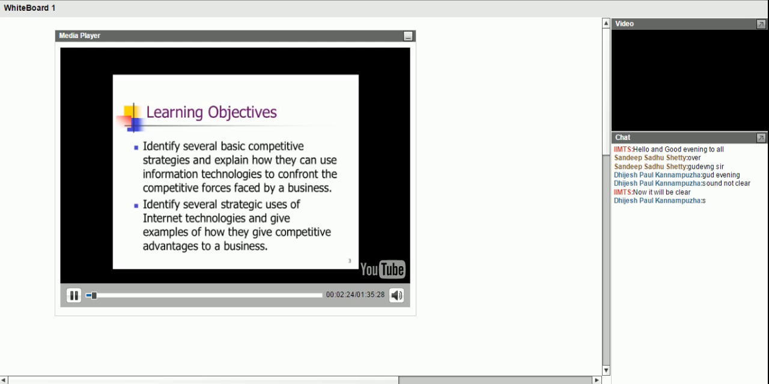So if you're looking for some reading material, you're that eager, you can definitely find this as being a really good source. So what I'm going to talk about today is identifying several basic competitive strategies, talk about competitive strategies and how it works with information technology, explain the use of some of these technologies to develop the strategy, and look at competitive forces faced by business situations, business scenarios that are happening today.